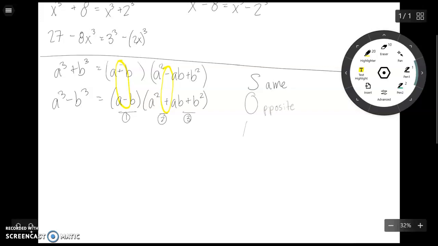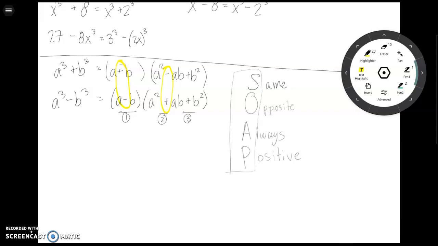Then the last sign is always positive. No matter what you're factoring, whether it's a difference or sum of cubes, this sign at the end is always going to be a plus sign. So the acronym that you don't have to remember, but it might help you remember what the sign changes are, is SOAP. Your signs are same, opposite, and then always positive.